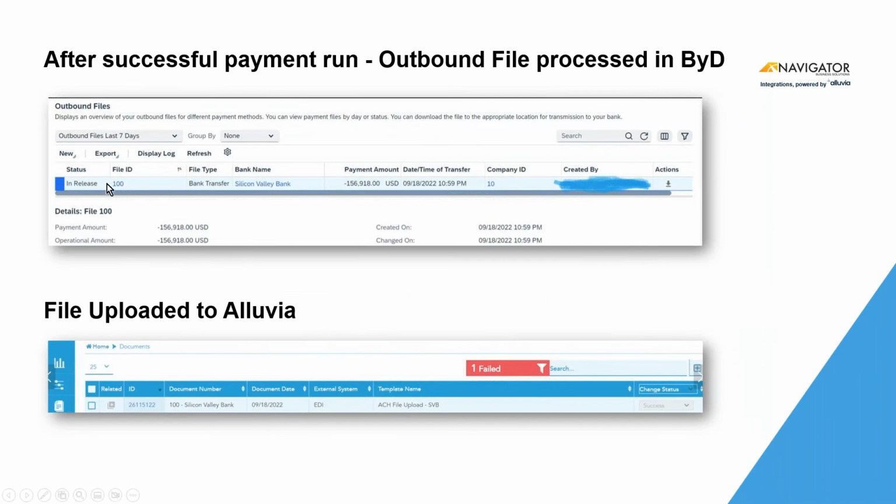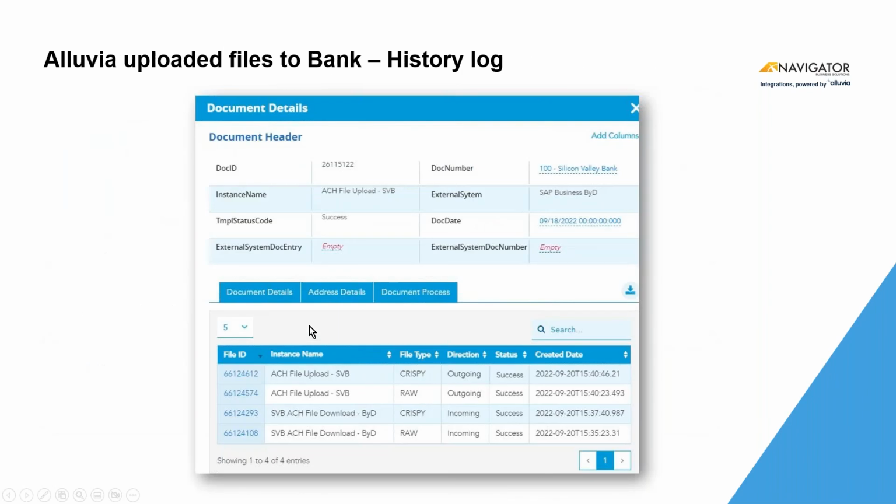And then if you notice, it then creates an outbound file, and it's based on payment file type. So you could have check, wire transfer, bank transfer, whatever the case may be. You set up those methods, and based on those methods, the transactions that we include in the file, that file is then uploaded. And here you see the file sitting within the Alluvia platform, successfully transmitted to the bank.